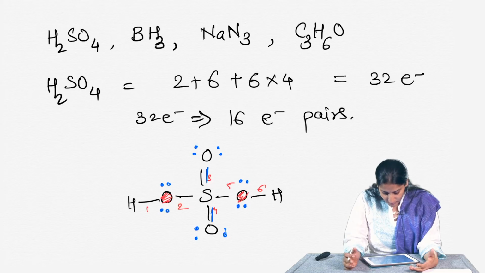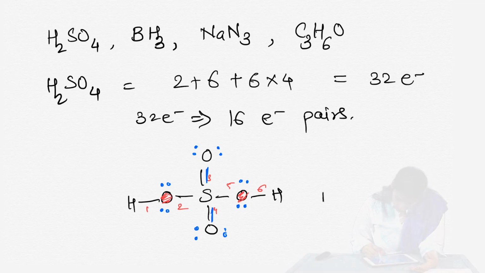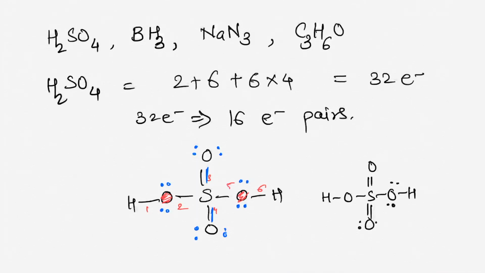So, what you have here is the structure of H2SO4. Right. So, we have really taken care of the molecule such that we have used all 16 electron pairs, and we have also completed the octet for each atom in the molecule. So, that is the structure of H2SO4.